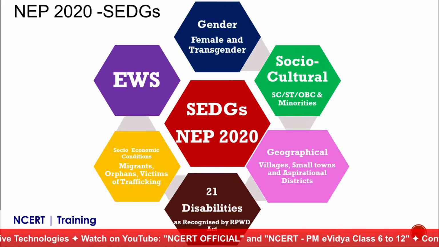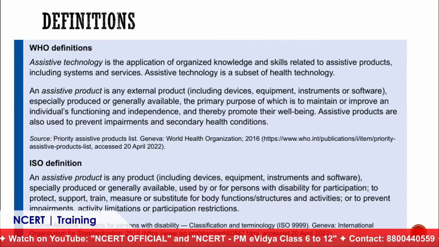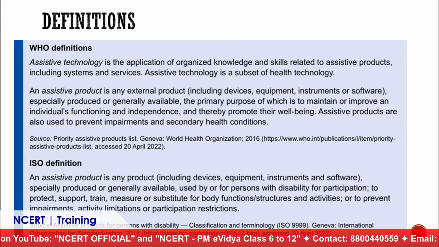As per the RPWD Act, there are 21 disabilities recognized in India, and whenever we talk of inclusive education in the context of children with disabilities, we have to focus on all these 21 disabilities. We are not going into the names of all the 21 disabilities because that has been covered in our earlier sessions. So, we will straight away go ahead with the definitions.